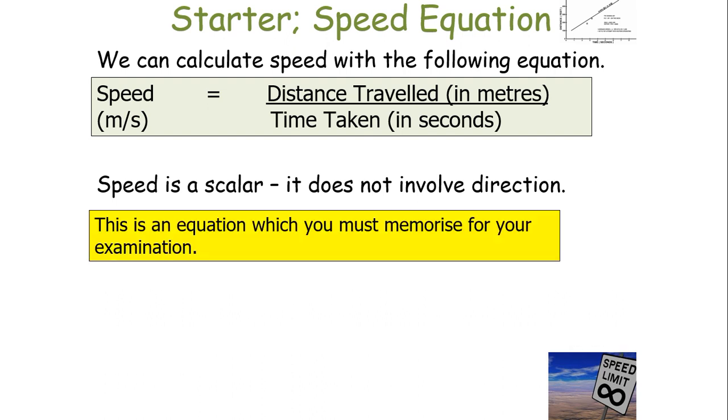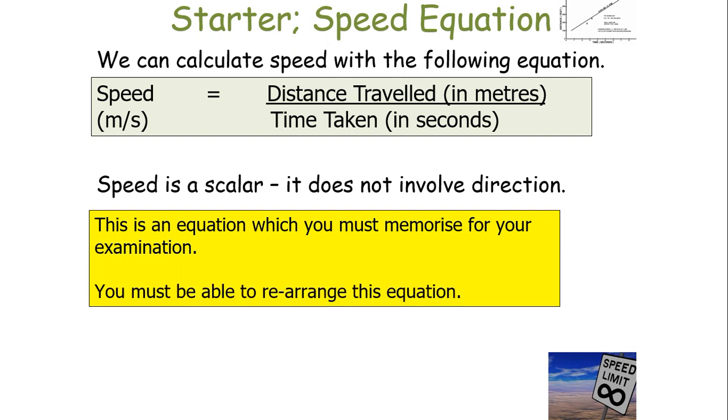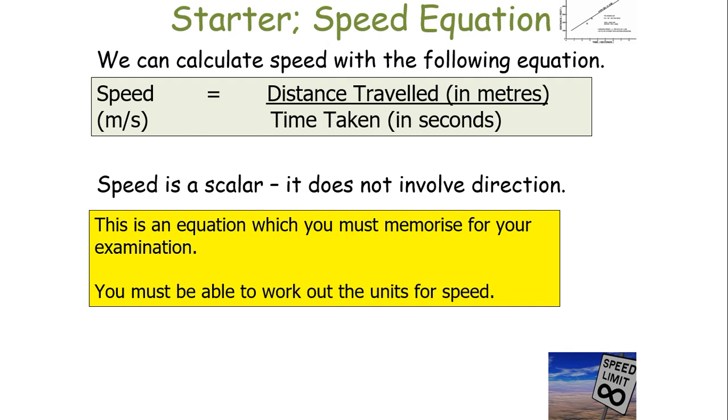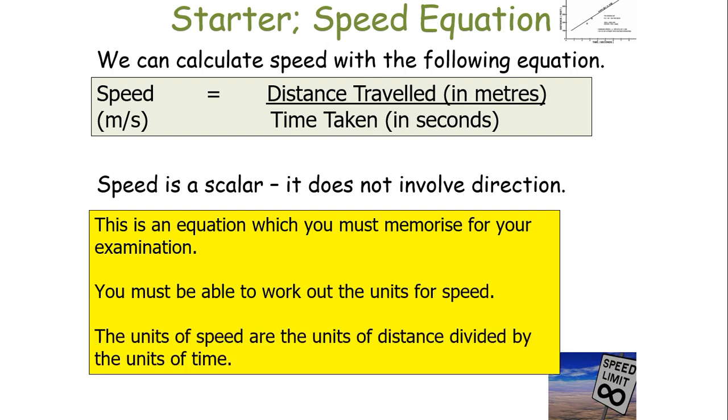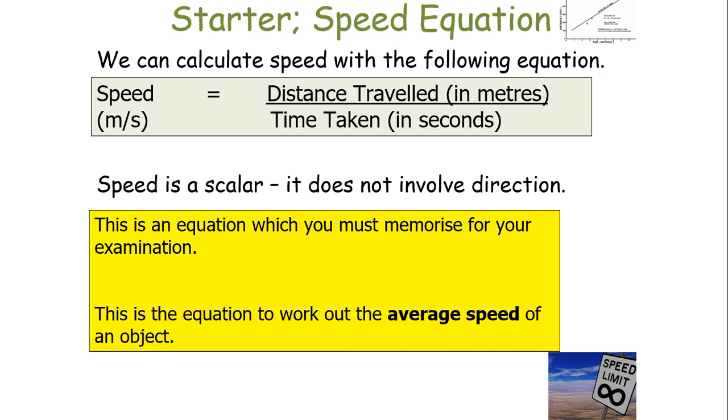Now, this is an equation you've got to memorize for your examination, and you've got to be able to rearrange this equation as well. So make time the subject, make distance travelled the subject, and you've got to work out the units for your speed. Now, the units for your speed are the units of your distance divided by the units of your time, and this will work out the average speed of an object with the correct units.